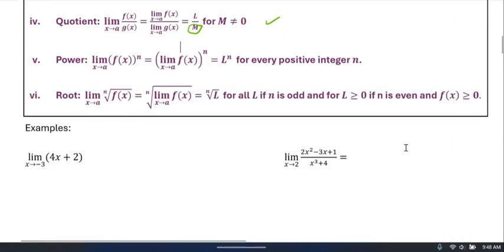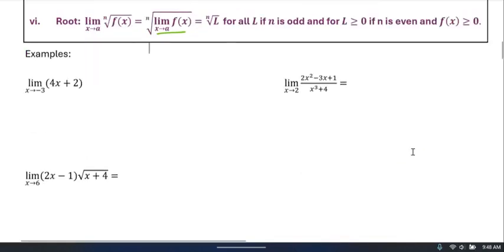There are similar rules for power and root. You can take the limit of a function and then apply the power later, and you can also take the limit of a function and apply the root later, and we'll look at some examples of those as we go on. Let's take a look at these three examples for warming up. The first one is the limit as x goes to negative 3 of the expression 4x plus 2, or the function 4x plus 2. We can apply those limit laws, but we're going to get a lot faster at it in a little bit.